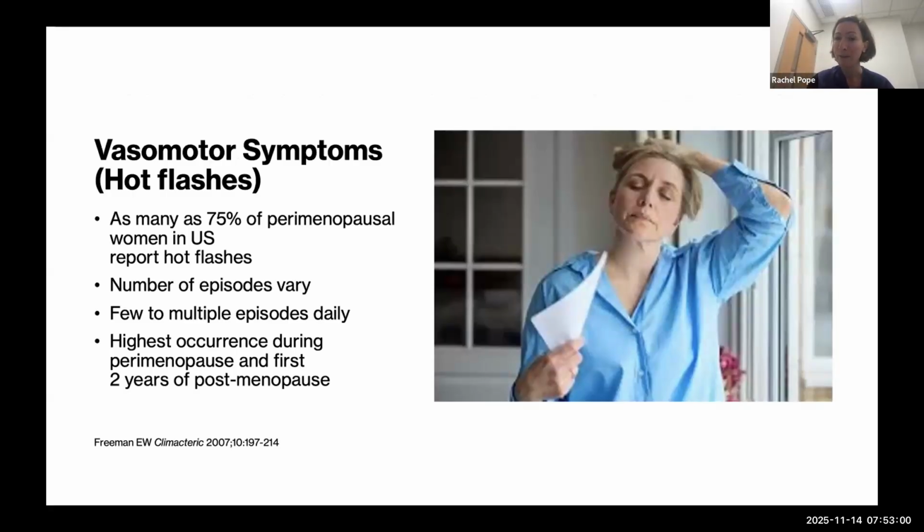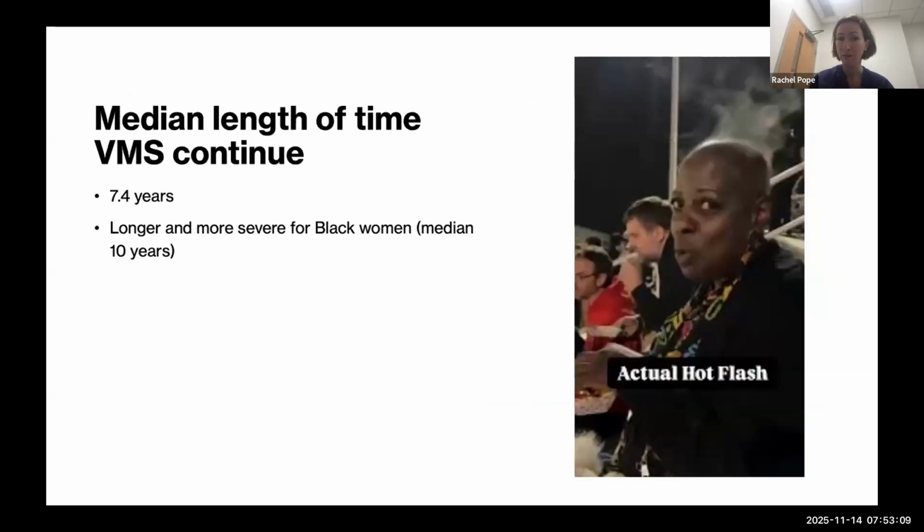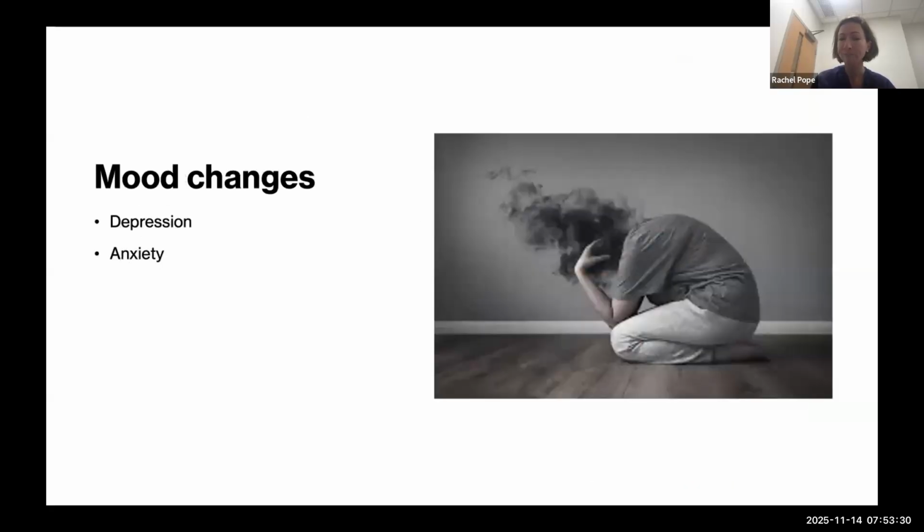75% of perimenopausal women experience vasomotor symptoms. They may be a few episodes, they may be many, they might be keeping them up at night, they may be severe or mild. We know for our patients of color, sadly, that they experience more severe hot flashes and for longer. The median length of time that hot flashes continue for women on average is 7.4 years, but for Black women, it's 10 years. So we need to really tune into our patients and ask them about their symptoms if they're not volunteering.